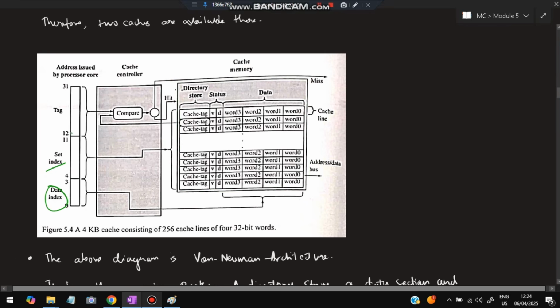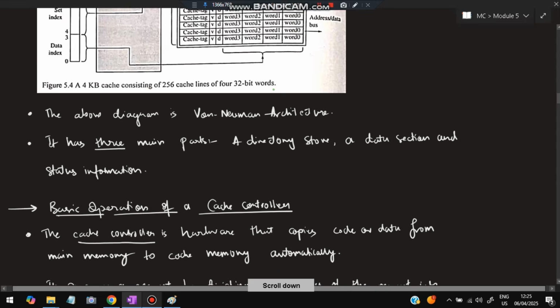And what data am I talking about? If I have the tag and the set index, I've got these two, I've selected this line, but the line is not important for me. What is important is which data you're talking about. Is it word 1, word 2, word 3, or word 4, like that. So that will be specified here. Based on these three combinations, I'll be able to select a particular word from the whole memory. So this is how the cache memory looks, and this is the von Neumann architecture.